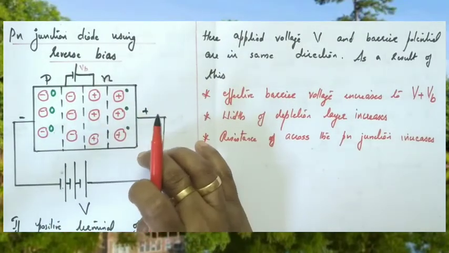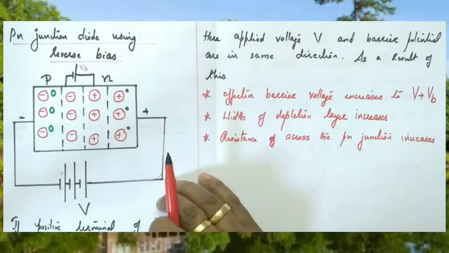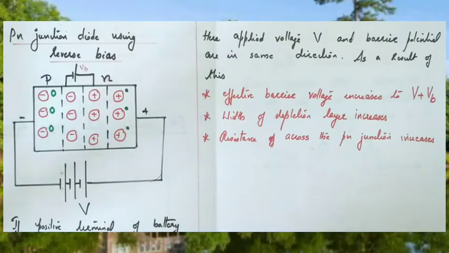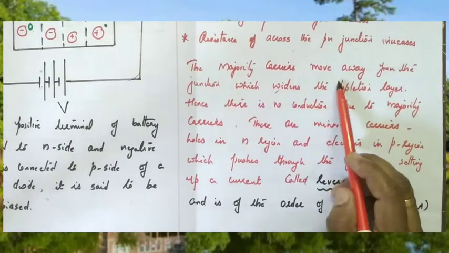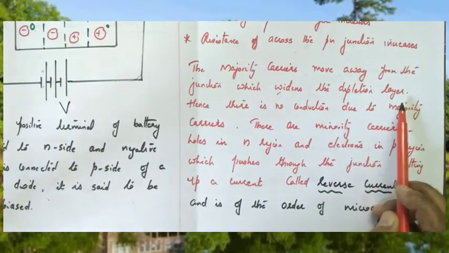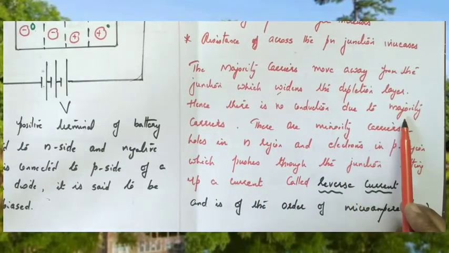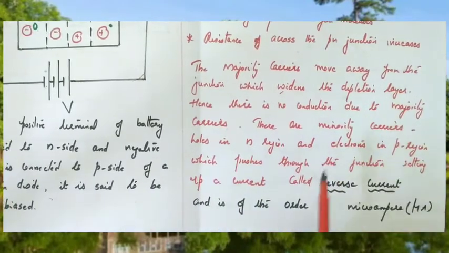So, the majority carriers do not cross the depletion layer. Hence, the majority carriers move away from the junction, which widens the depletion layer, and there is no conduction due to majority carriers.